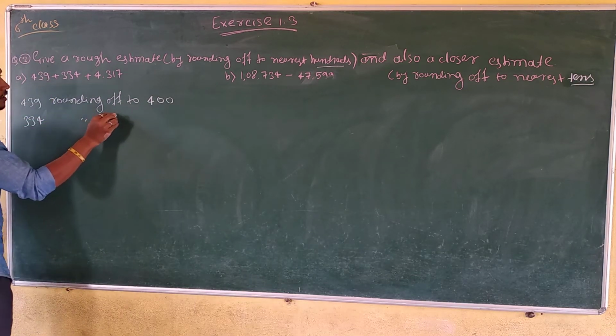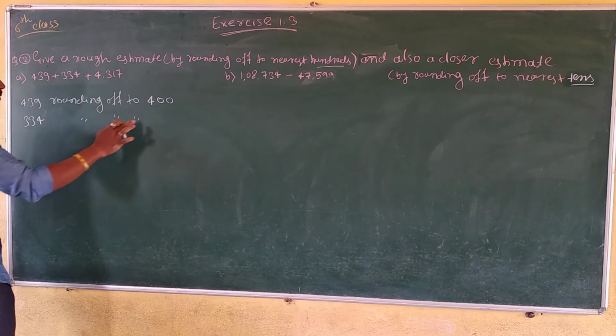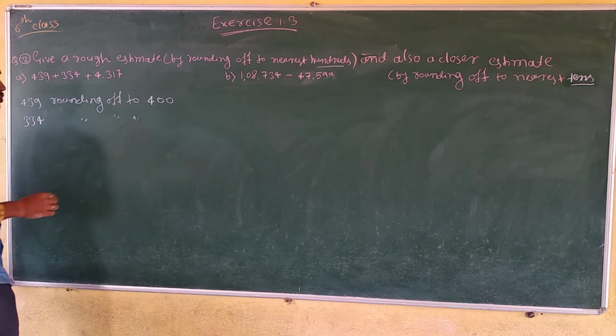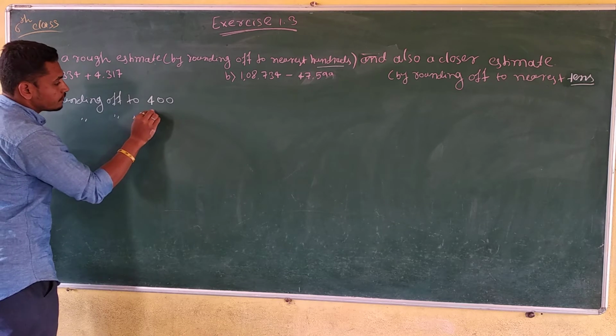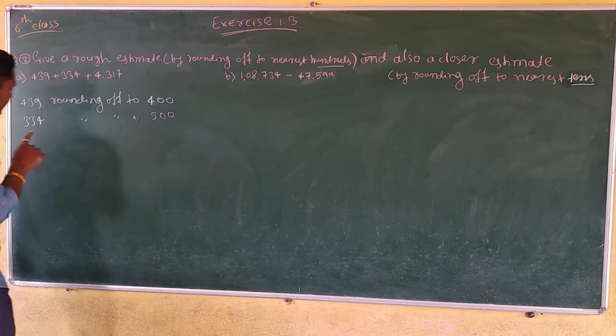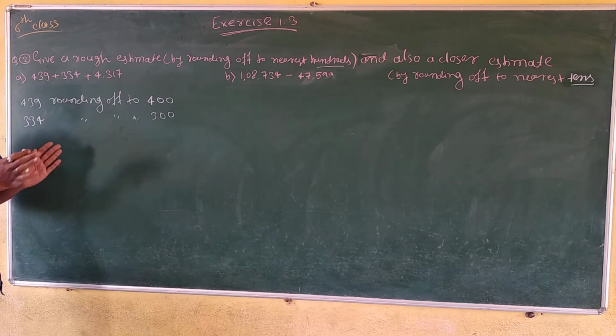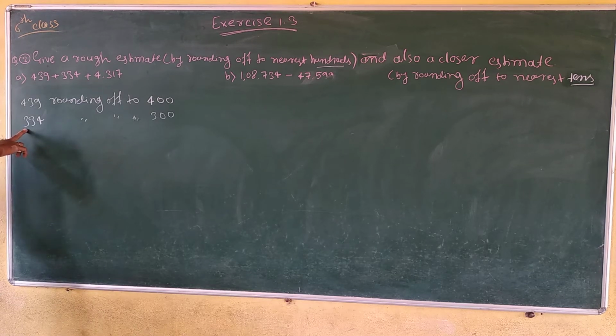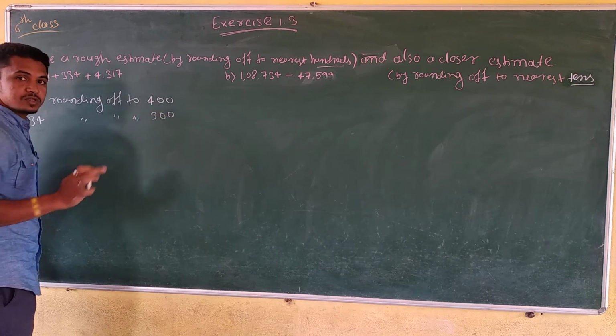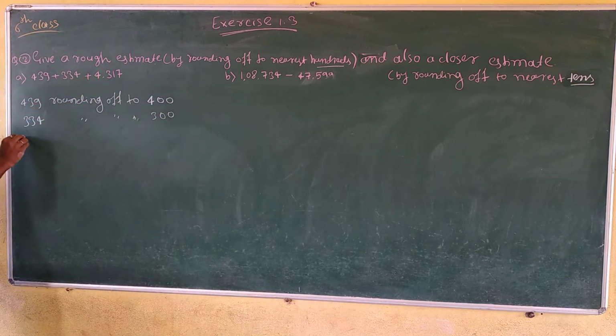Next, 334 rounds to 300. Why 300? 34 rounds to 300 because 34 is nearer to 0 than to 100. Is it right? So that's why the 100s place is written as it is and the 2 digits become 0. Is it right?